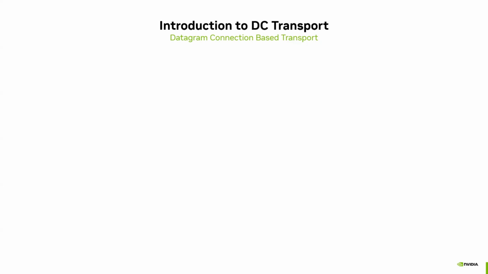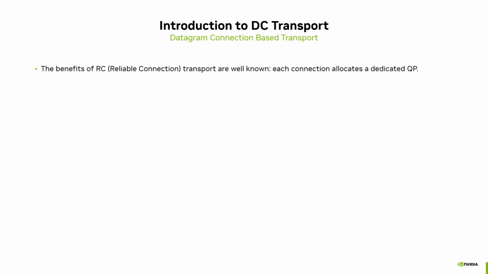What is a DC transport? I'm sure most of you know what DC transport is. For those who are not familiar with it, in InfiniBand we have the RC transport, which is the equivalent of TCP in InfiniBand, and it's a reliable connection-based transport. It requires a dedicated QP for each endpoint that you want to send data to.